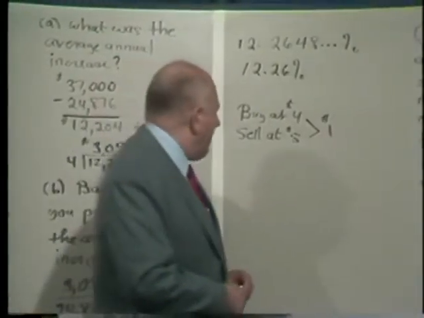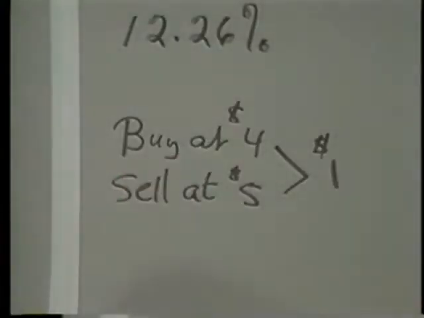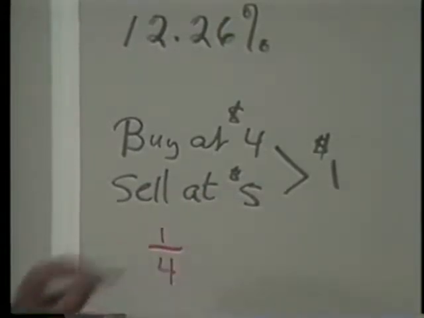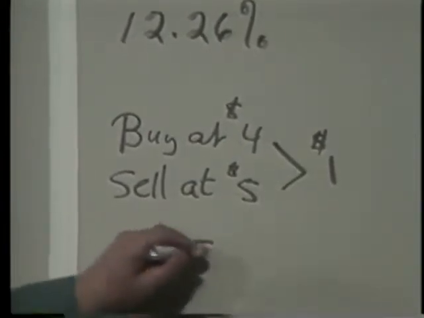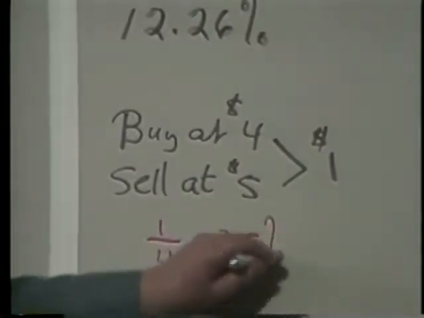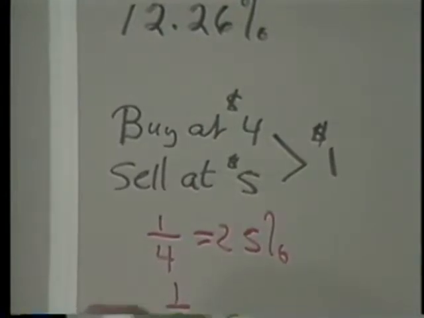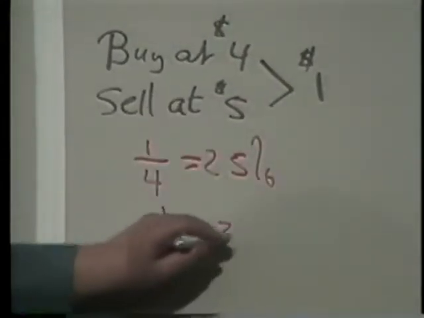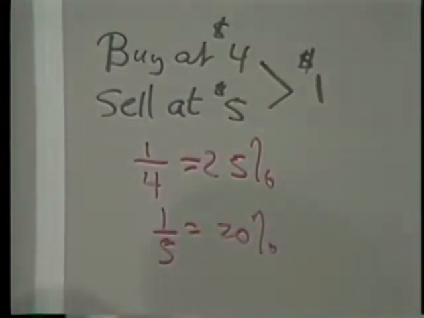You see, let me give you an example. Suppose you buy something at $4 and you sell it at $5. You therefore made $1. $1 based on what? Well, if you take the price you bought it at, you made $1 out of 4, which is a 25% return. If you based it on the price that you sold it for, you're making $1 out of 5, which is a 20% return.